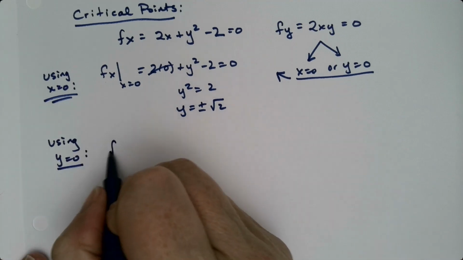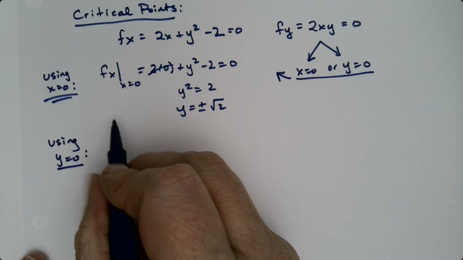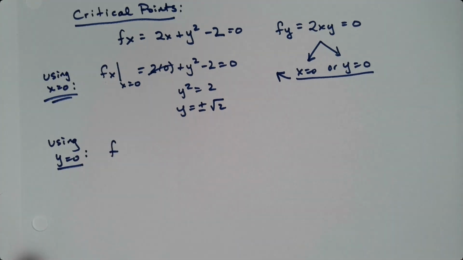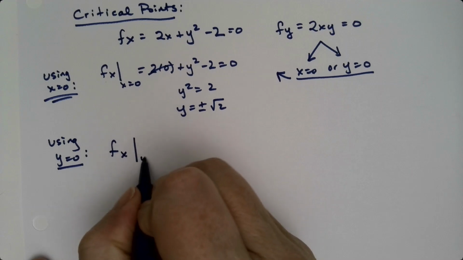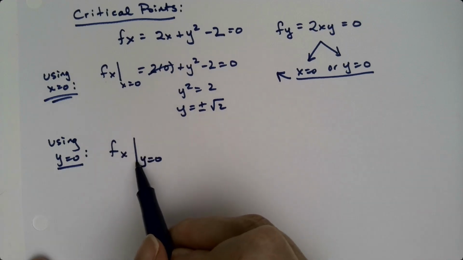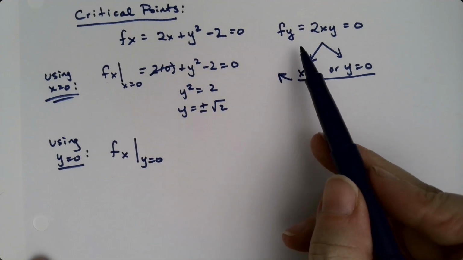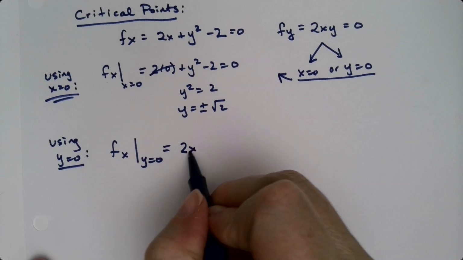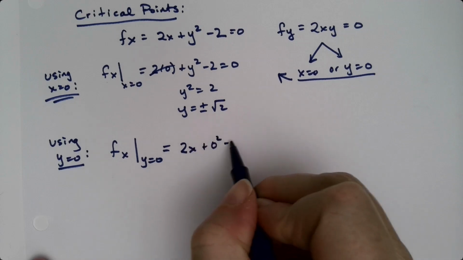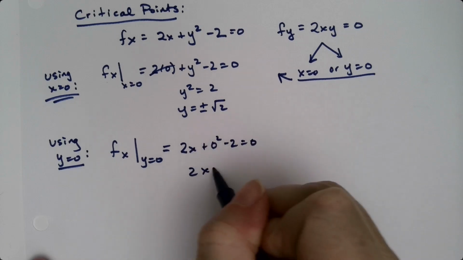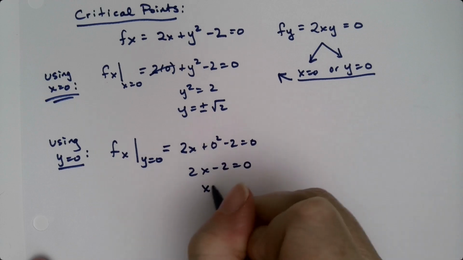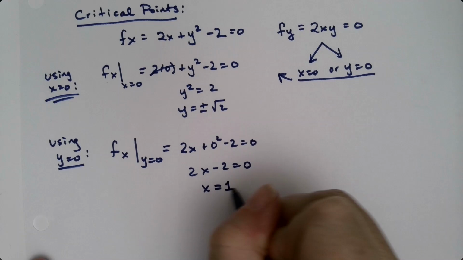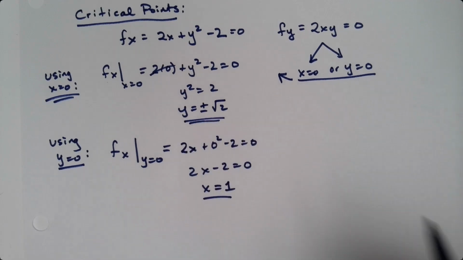All right, so now using y equals 0. So we're going to find f sub x at y equals 0. We're not going back into f y because f y is where we got these values from in the first place. So there's no need to go back there. So 2x plus 0 squared minus 2 equals 0. So 2x minus 2 equals 0. So x equals 1.